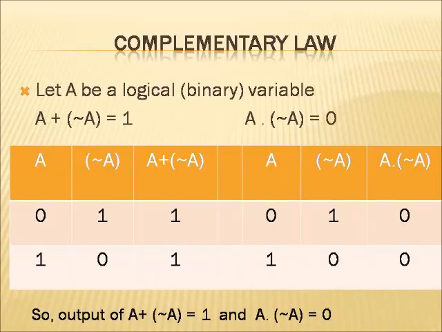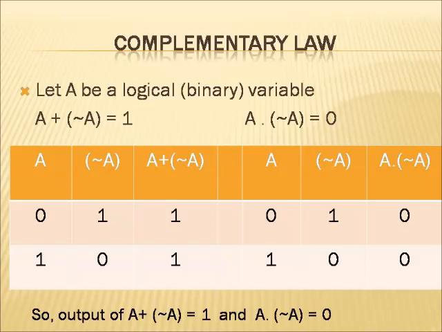Next law is the complementary law. According to the complementary law, a is the binary variable, then a plus negation of a, or a plus the complement of a, is equal to 1 and a dot the complement of a is equal to 0. The same we have proved using the truth table. Please see the truth table.